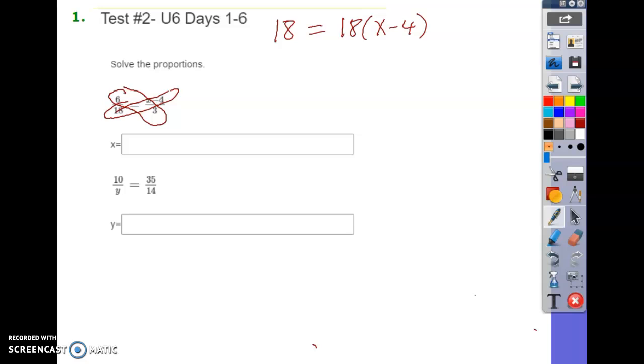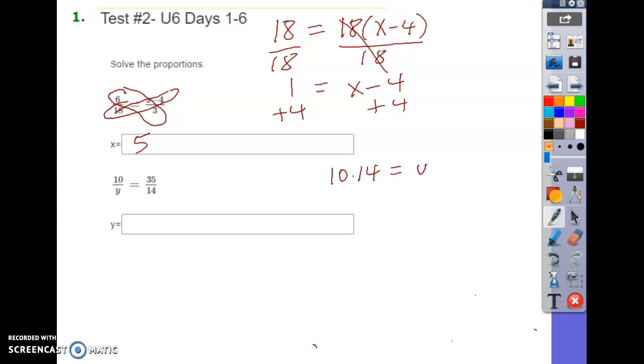Now, yes, I could distribute the 18, but I'm not going to. I'm just going to divide that 18 out because it's easier for me. So I'm getting 1 equals x minus 4, and so when I add 4 to both sides, I'm getting x equals 5. The next problem, I multiply 10 times 14 equals y times 35.